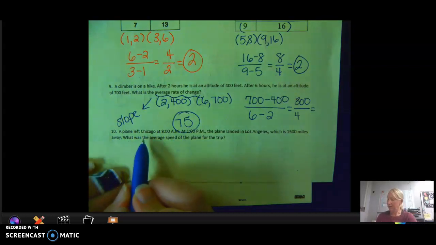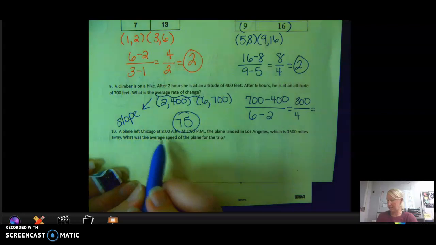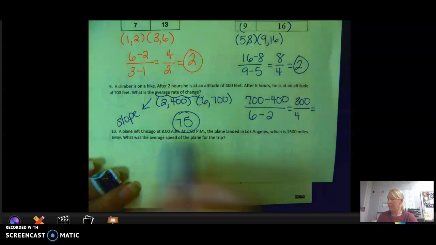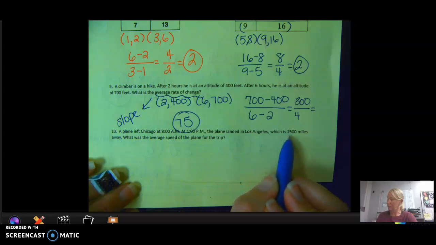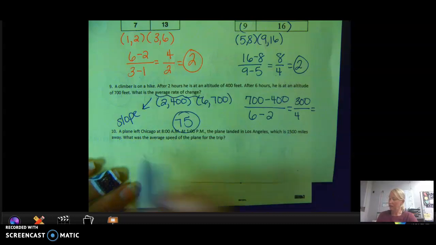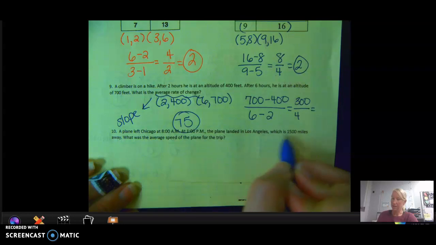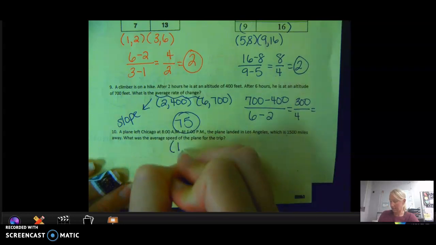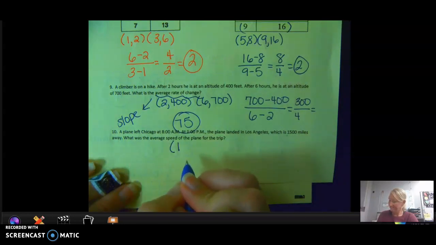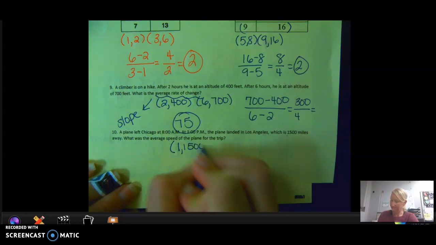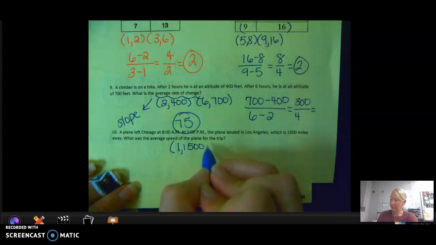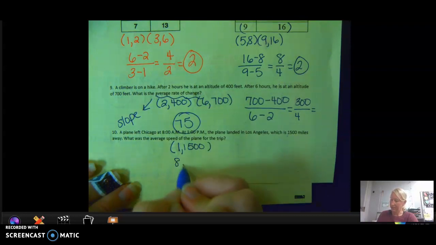A plane left Chicago. So hopefully you already tried this, right? The plane left Chicago at 8 a.m. At 1 p.m., the plane landed in Los Angeles, which is 1,500 miles away. So at 1 p.m., they are at 1,500. At 8 a.m., they're at 0.